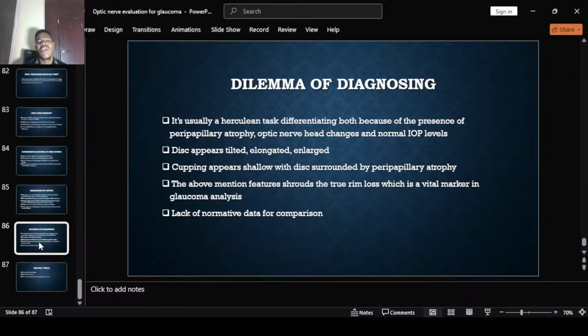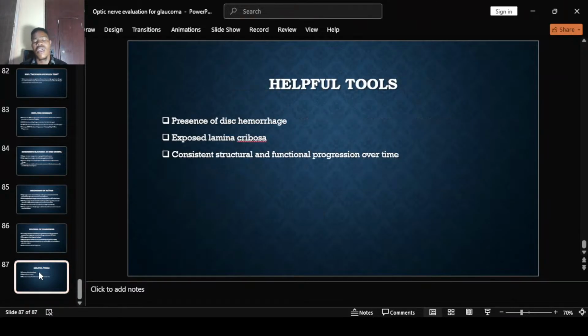And again, there is also a lack of normative data for comparison. Remember that OCT examination is a comparative test. Now, the machine already has inbuilt data for a particular diopter of power. So for people who have high myopia, there is no imputed data to compare them with in the machine. So there is nothing to work with, and this is a challenge in this assessment. But what are the helpful tools?